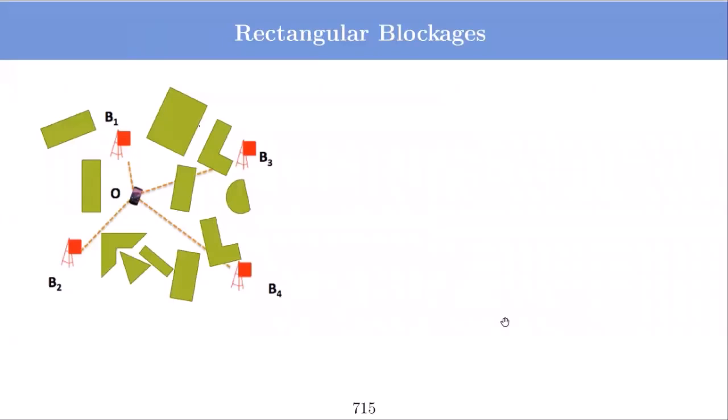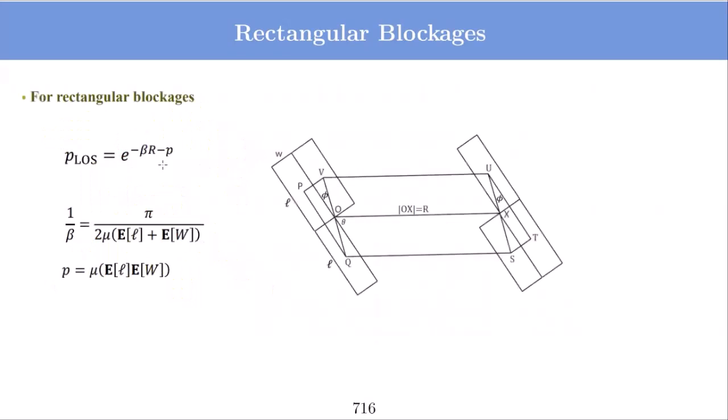Similarly, I can extend this analysis to rectangular blockages. Instead of lines, I can take other objects also. Let us say what will happen when I take rectangular blockages. In that case, the Minkowski sum of the blockage and set K will be given by this particular shape, PVUTSQV. And the area of this will be given by the parallelogram plus these two triangles. Okay. And from that, you can compute the expected value.